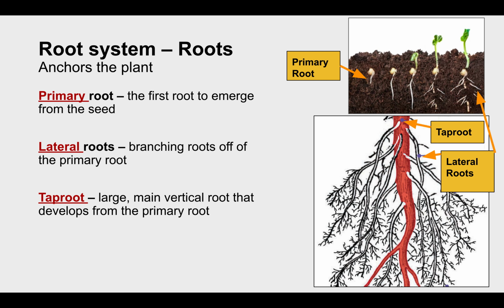And some plants, not all plants, but some plants will also have a taproot. And the taproot is going to be the main root that you might see if you pull a plant out of the ground. This one has a very obvious taproot here. It's larger than the rest. It looks like the main root. It'll develop from that primary root that first started off. Like I said, some plants have taproots, not all, depending on the plant that we're looking at.